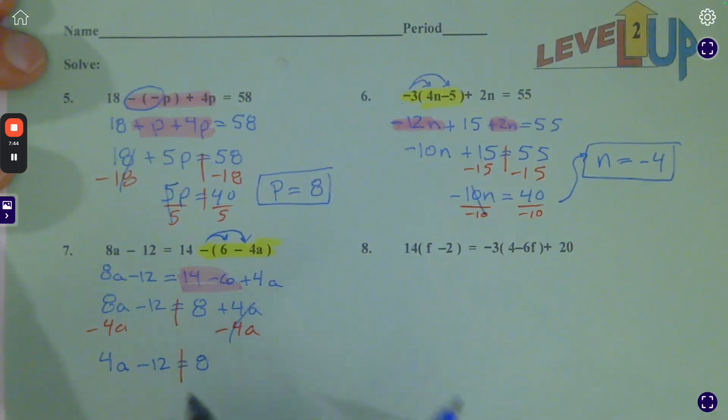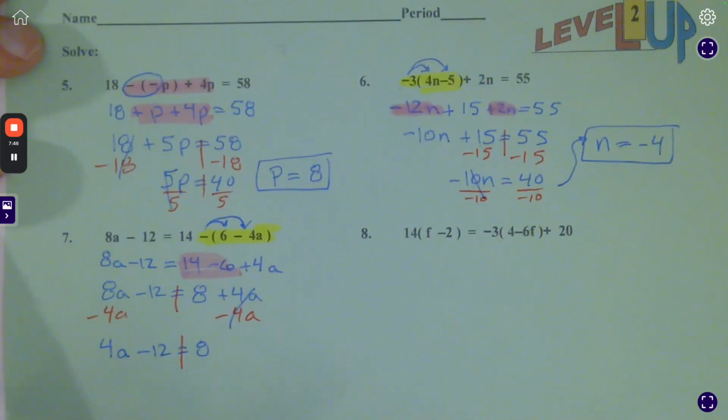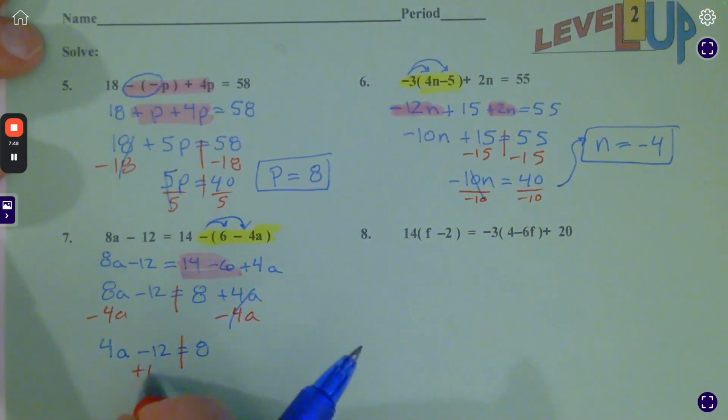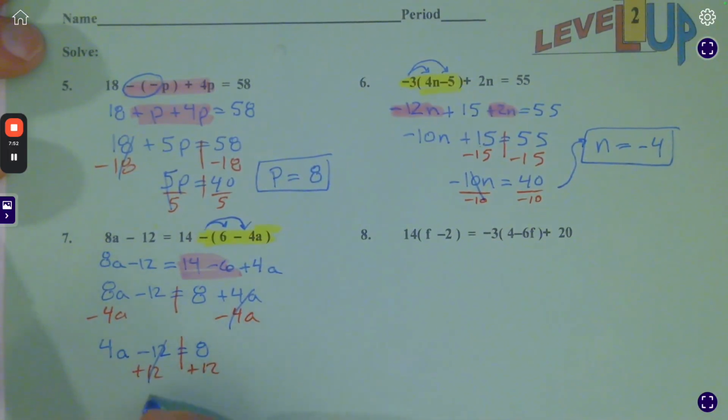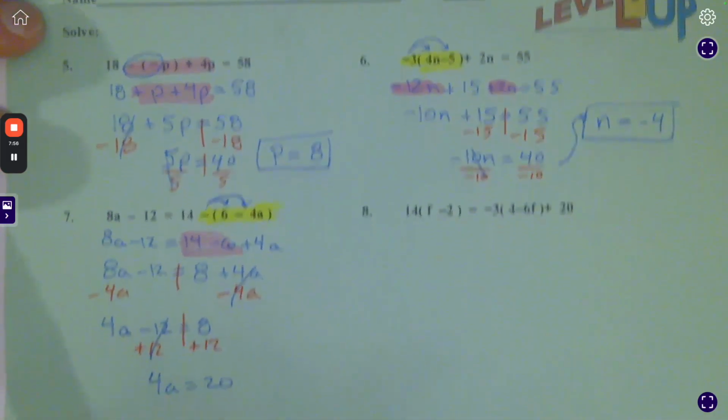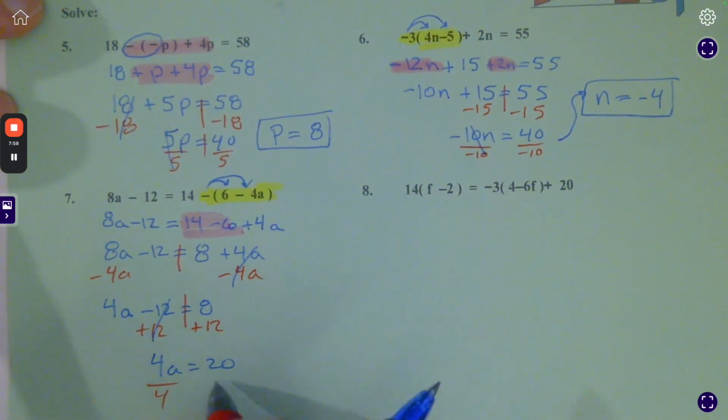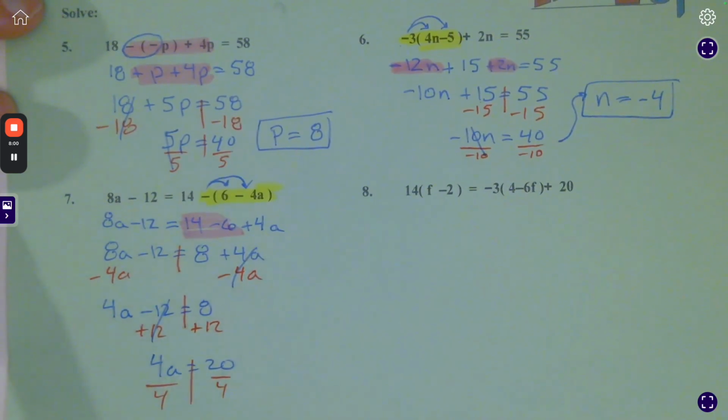Now I'm going to inverse operation minus 12. The inverse operation for subtracting 12 is adding 12. That goes to 0. 4a equals 20. Here we go. Last move. Divide by 4. Divide by 4. Remember, you got to do it to both sides. And a equals 5. That's right.